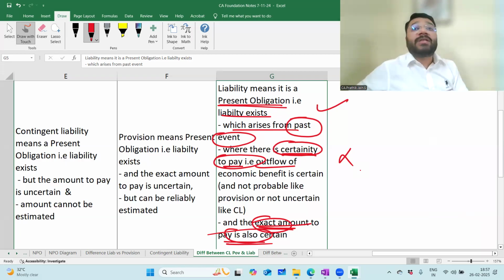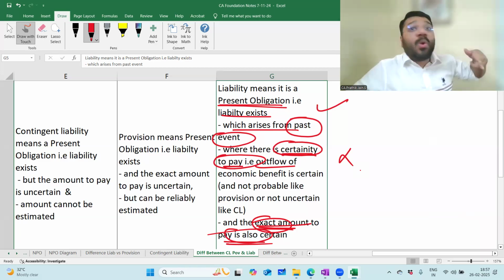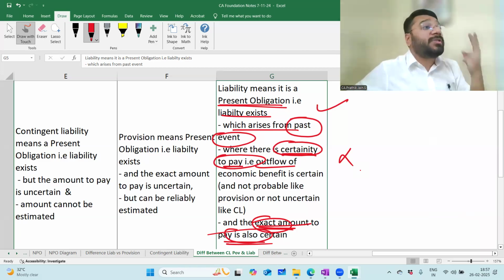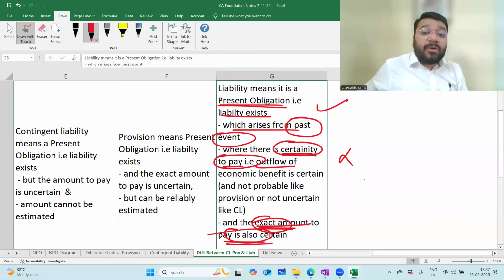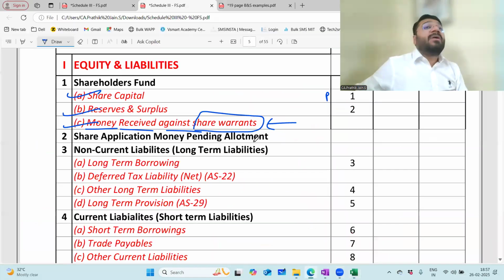And hence there was a need for us to classify this separately, and we put it under shareholders' funds. But why not under share capital? Because warrants are given to the warrant holder, and warrant holders are not members with those two rights. The right to dividend and the right to vote is not there for the warrant holder. And hence we had to differentiate those people from the shareholders, that is members. Hence the separate category of money received against share warrants was created.